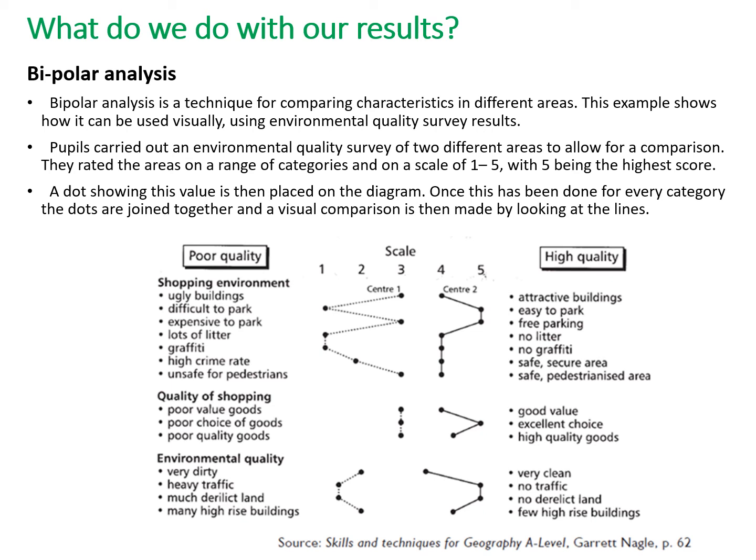It could be, I don't know, the Wellgate and the Overgate, for example. And we've got these categories down the side: quality shopping, environmental quality, shopping environment as well. And we can see very clearly from this, by immediately looking at this bipolar analysis, that Centre 2 is of a much higher quality than Centre 1, which has scored very poorly in some areas, as you can see. So a very effective way of presenting your data here, which is something we'll be talking a wee bit more about later in the course.